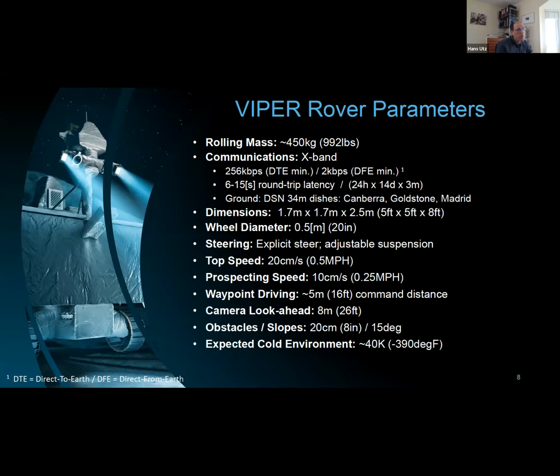The primary mobility mode is position control, not rate control. You can do that on the Moon. That's what the Lunokhod rovers did, but that's incredibly stressful for operators. And the primary sensor modality is stereo camera imagery.